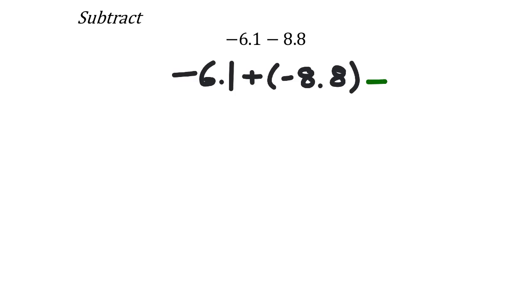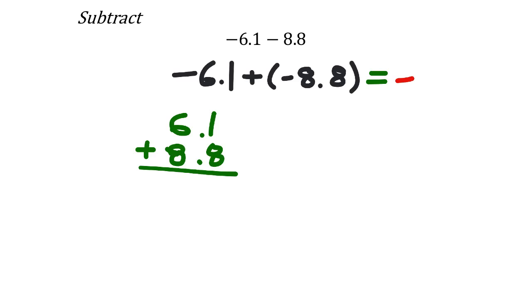All right, with subtraction like this one, negative 6 and 1/10 minus 8 and 8/10. Again, if we change this to an addition problem, so negative 6 and 1/10 plus negative 8 and 8/10, we can see we're just adding negatives together, which means that we're going to keep the sign on this one as negative, but we're going to take the two values, 6.1, and add them together. So the 8 and 8/10 with the 6 and 1/10.